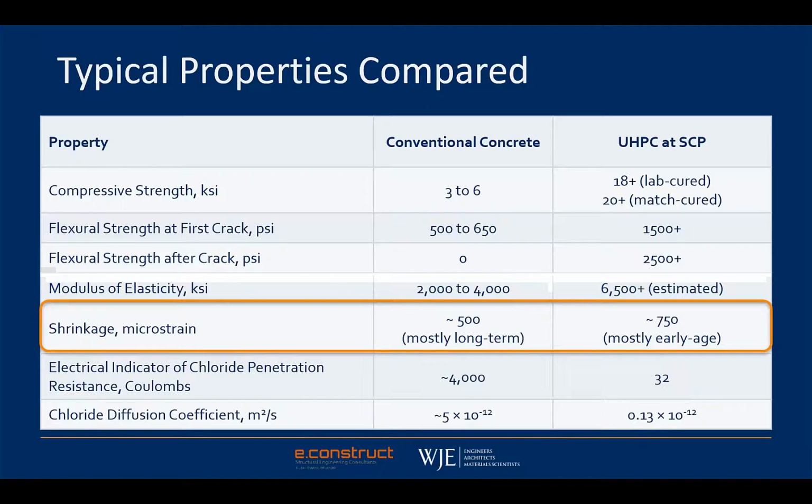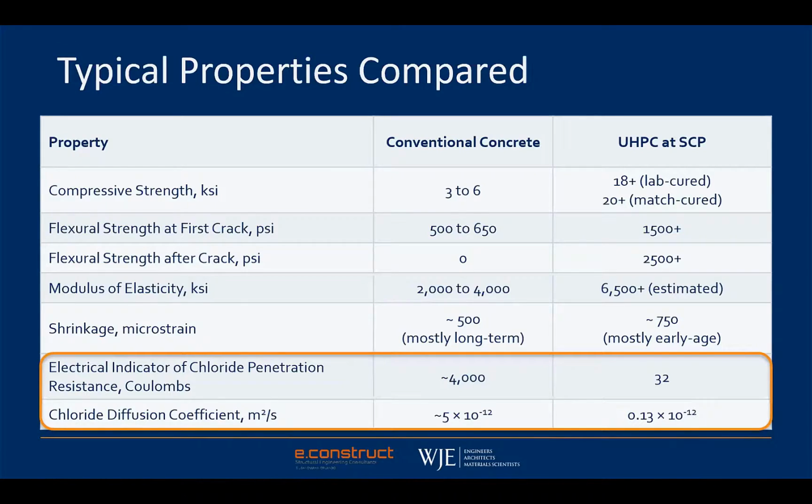So one of the side effects, as folks might expect, to eliminating the aggregate and reducing the water cement ratio is a greater tendency for shrinkage to develop. But on the plus side here, at least as far as UHPC is concerned, most of the shrinkage in UHPC occurs at early ages. So in some settings, especially in precast concrete, the shrinkage is not that big a deal because it can be more easily accounted for before the structural element actually goes into place.